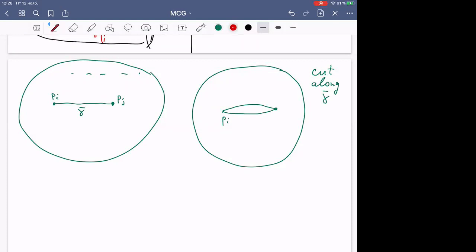Then, assume that this surface is made of some material which allows us to rotate it, some elastic material. Then we start to rotate this region so that the red curve is fixed, and we rotate, say, in the clockwise direction. We make a half rotation. After this half rotation, PI and PJ are swapped, and then we glue the cut back. So the picture is like that.